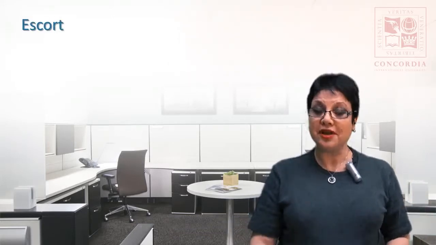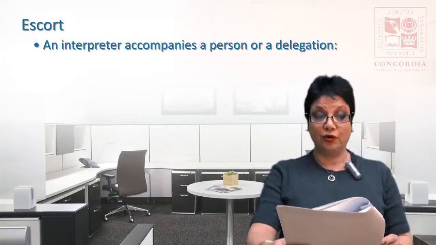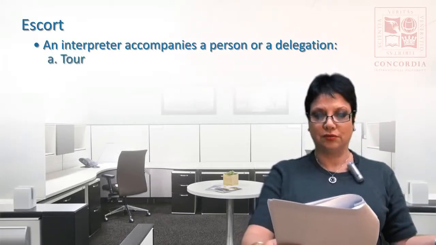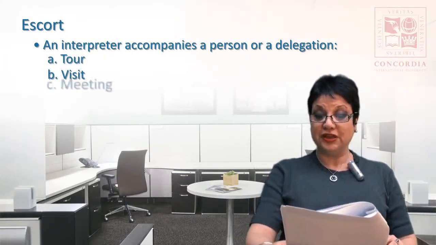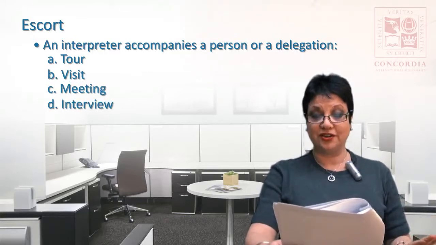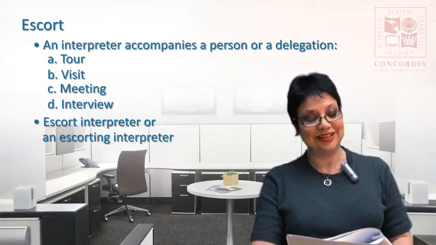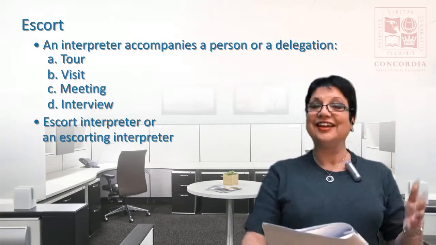One of them is escorting. In escort interpreting, an interpreter accompanies a person or a delegation on a tour, on a visit, or to a meeting or interview. An interpreter in this role is called an escort interpreter or an escorting interpreter. This is liaison interpreting. You know, we talked about that before.